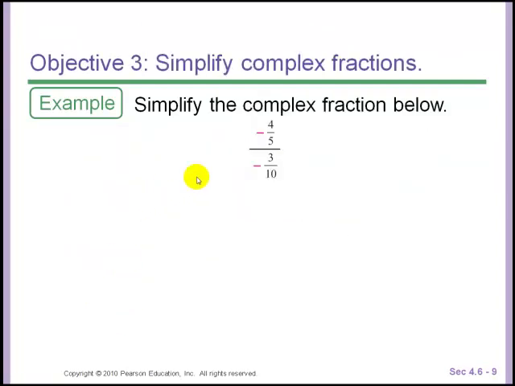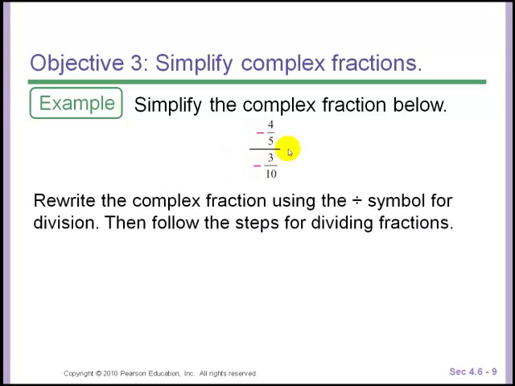Lastly, we will now simplify complex fractions. A complex fraction is just another way to write a division. So this fraction bar right here is simply a division. So negative 4/5 over negative 3/10 is the same as saying negative 4/5 divided by negative 3/10. Now we just do our division.